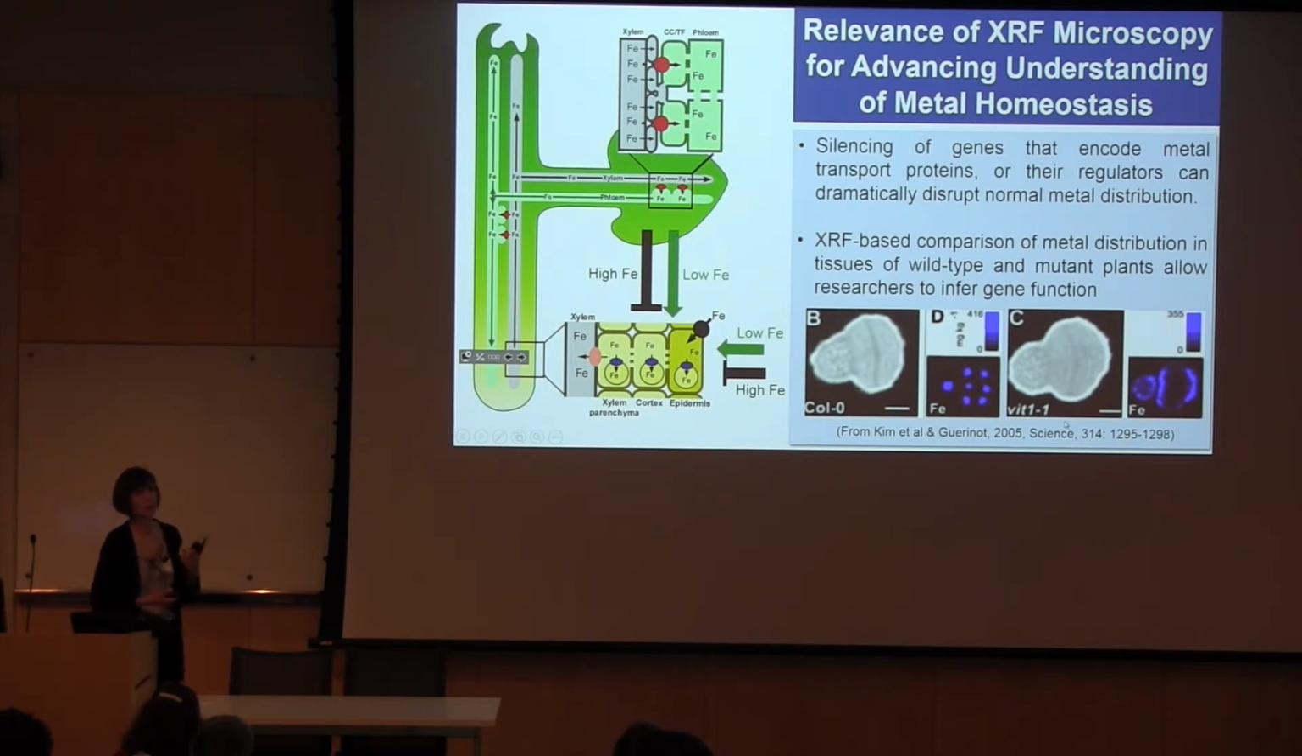And so one can just use XRF to compare a wild-type tissue versus the mutant tissue and see whether changes of the spatial distribution occur or not. And here, this is almost a classical example from Mary Lou Guerinot's lab showing an Arabidopsis wild-type seed and iron distribution in the wild-type seed. And this is a mutant for the vacuolar iron transporter. And I guess it's a mutant seed, and you can see that the pattern of iron distribution significantly changes. And of course, combining other functional genomic approaches, one can infer what the gene function is.